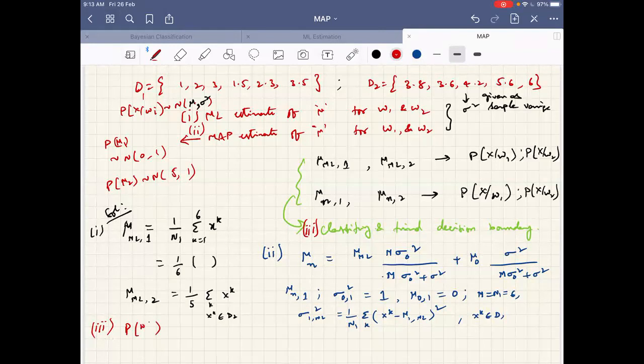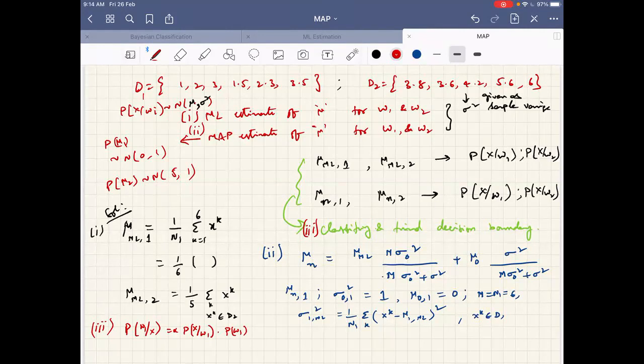Posterior probability means, see, omega 1 given x. This is the posterior probability. To write this, what I need is P of x given omega 1 into P of omega 1 by P of x, which we can assume is a constant. So I need P of x given omega 1 and P of omega 1. Is P of omega 1 with us? You can find class 1 has 6 samples and class 2 has 5 samples.